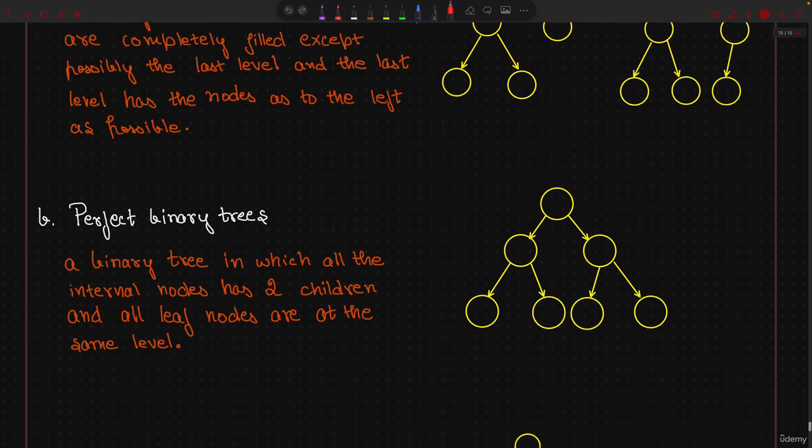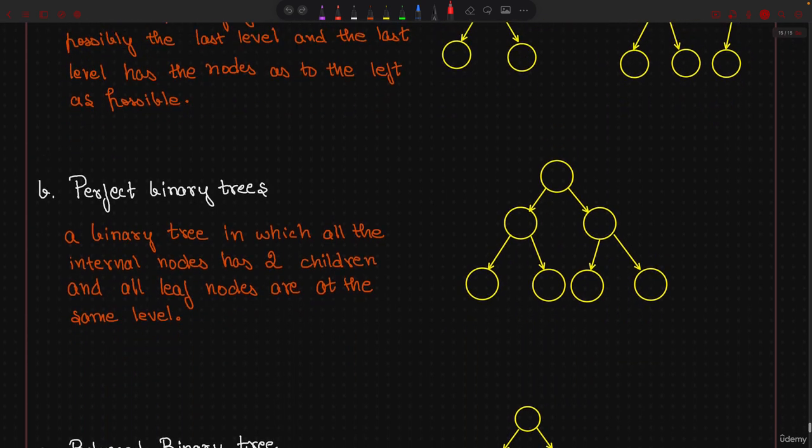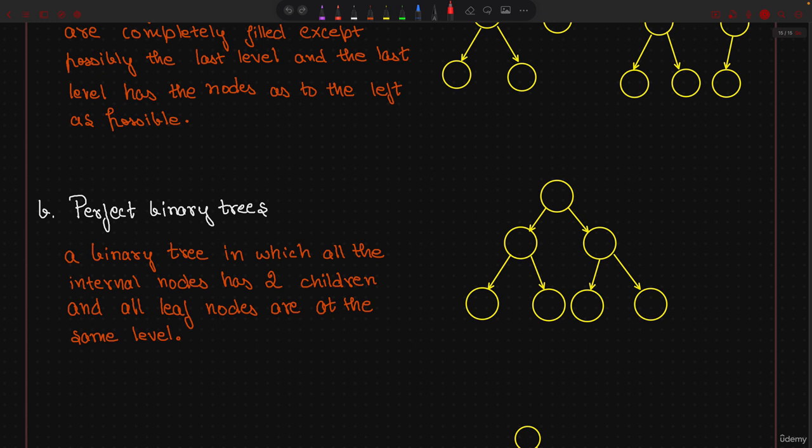The second type is the perfect binary tree. Now, a perfect binary tree is a binary tree in which it should be completely filled to the level, and all the leaf nodes should be at the same level. So a binary tree in which all the internal nodes have two children and all leaf nodes are at the same level. So it will be completely properly filled like this.